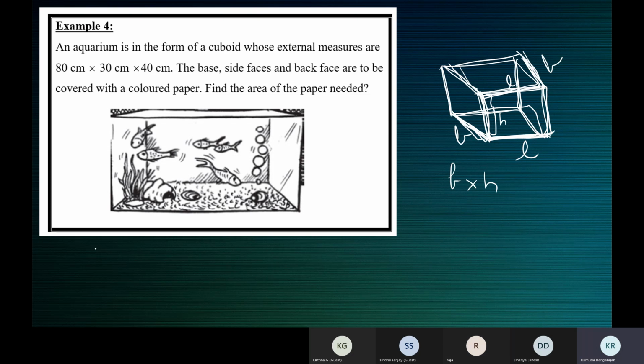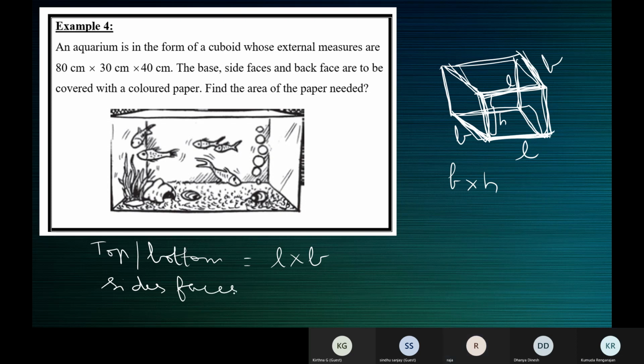Okay, now tell me top and bottom face, what are the dimensions? For the top and bottom face, length into breadth. The two side faces? Breadth into height, ma'am. And the front and back face? Length into height. Length into height, correct.